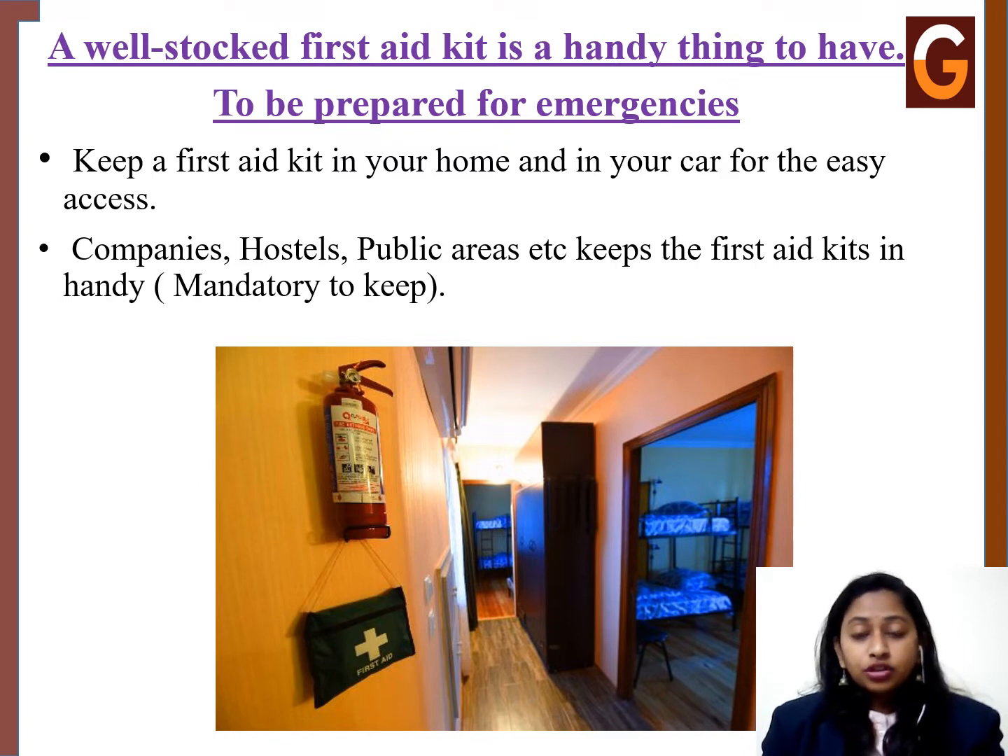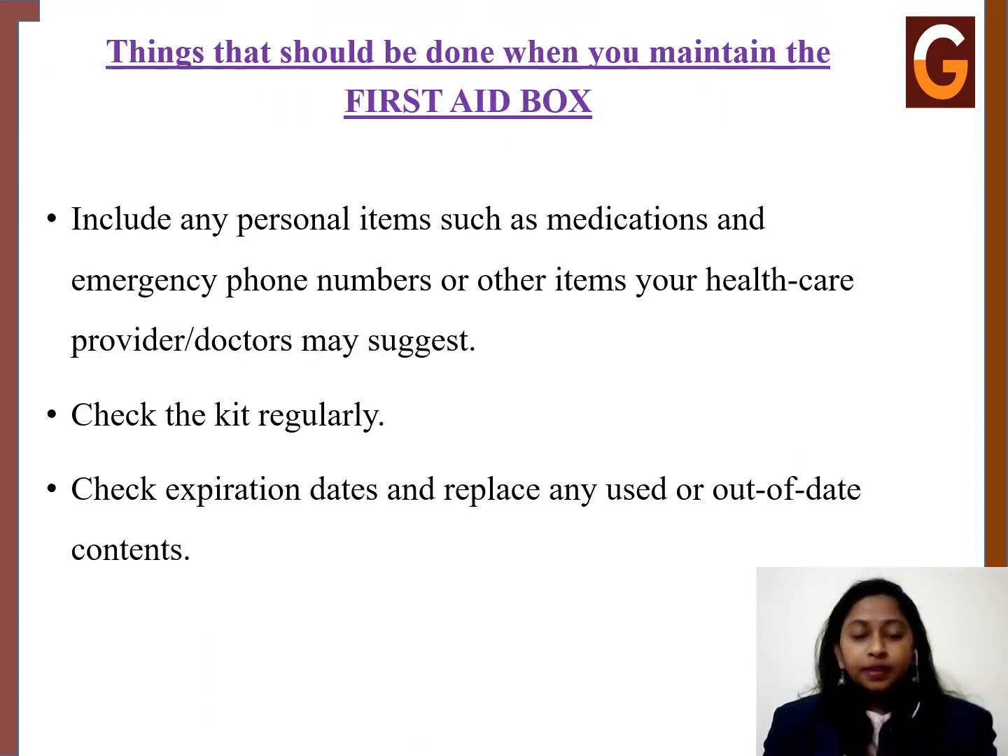We should make sure our first aid kits are installed in the particular areas and that they are up to date. There are some things we should make sure are done when we maintain a first aid kit. First and foremost, we have to include all our personal items, for example medications, any emergency phone numbers, or the doctor's number. These are very important aspects which have to be there in the first aid box.